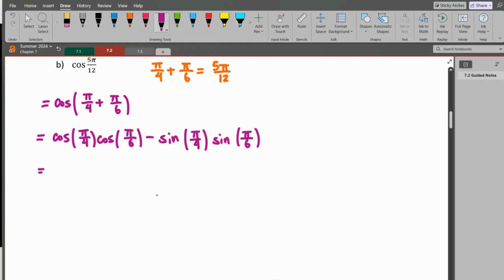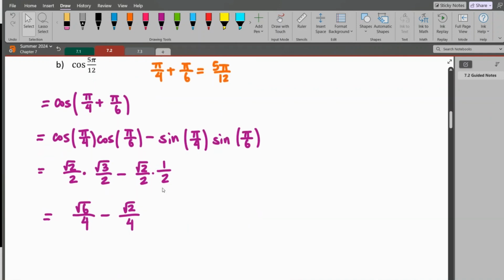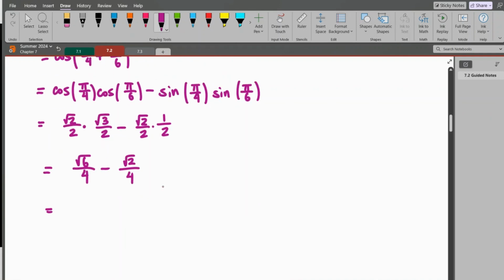So we'll go through and evaluate all these. Cosine of pi over 4, that's root 2 over 2. Cosine of pi over 6, that's root 3 over 2. Sine of pi over 4, that's root 2 over 2. And sine of pi over 6, that's 1/2. So yeah, this looks a lot like the last one. If I multiply these together, I'm going to get root 6 over 4. And multiplying these two together, I'll get root 2 over 4. So I think we got the exact same thing there: root 6 minus root 2, all over 4.